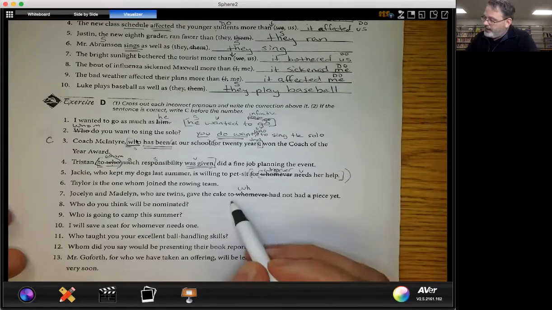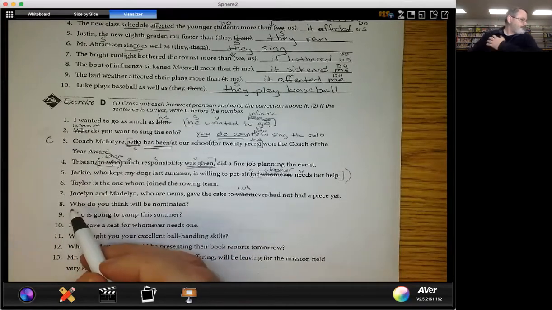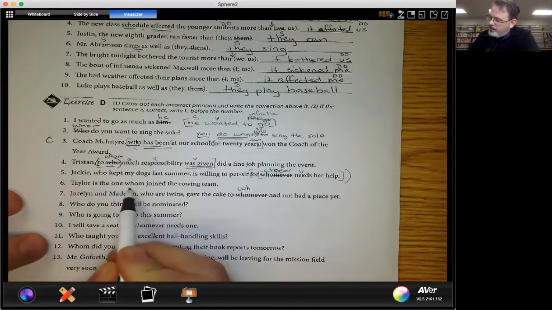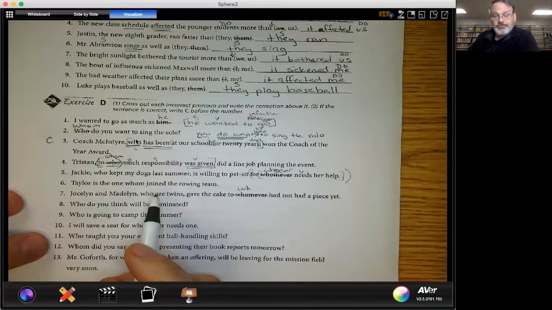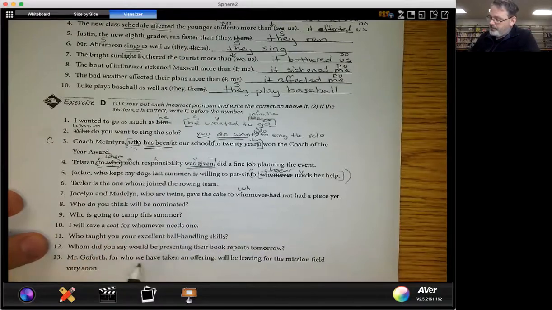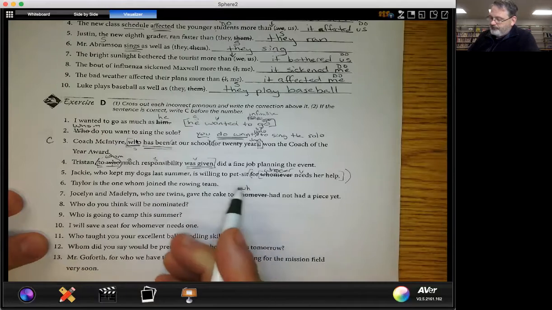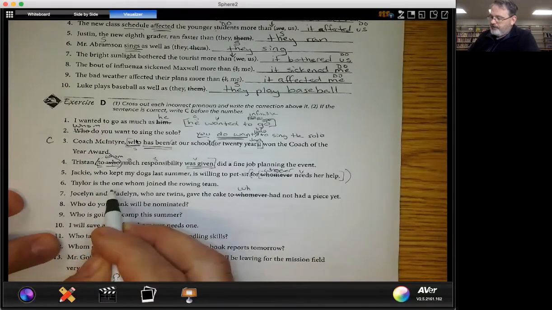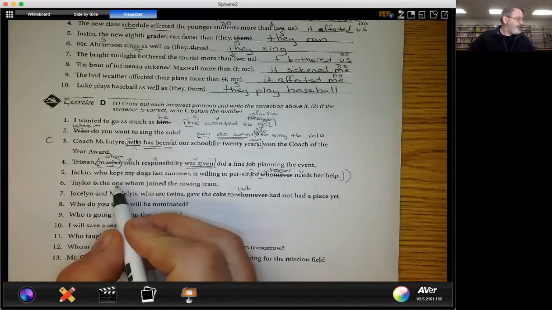Now, I can tell you right now, well, let's go to number 6. Taylor is the one whom joined the rowing team. Well, aside from it sounding really horrible, we still have to go through the steps. Taylor is the one who joined the rowing team. Well, Taylor is the subject, is the verb, and then we've got one is what Taylor is, okay?